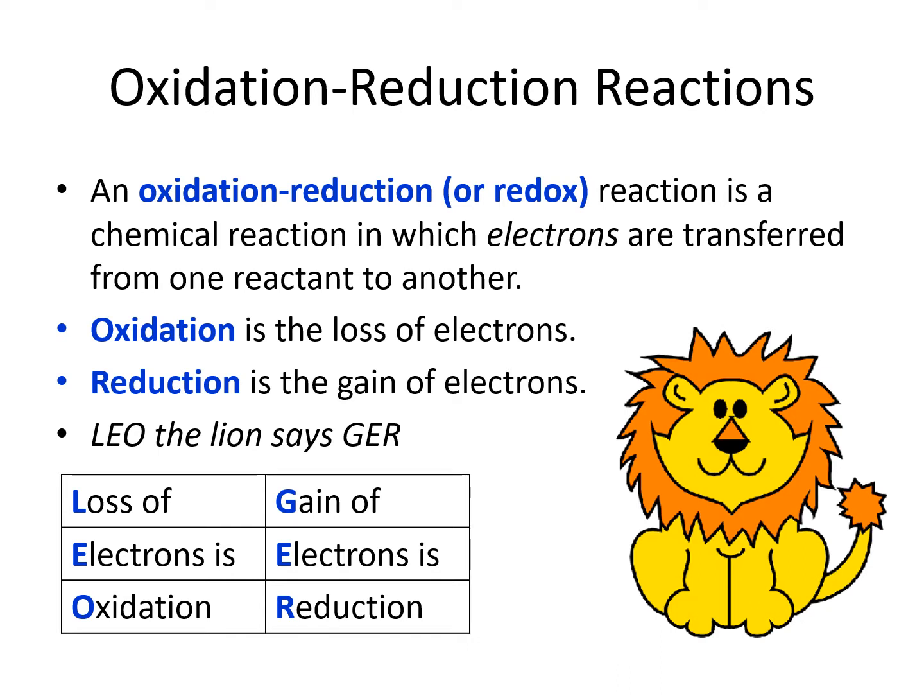We're going to be looking at different chemicals in our reaction and seeing whether they're gaining or losing electrons. If they lose electrons, they are being oxidized, and if they gain electrons, they are being reduced.